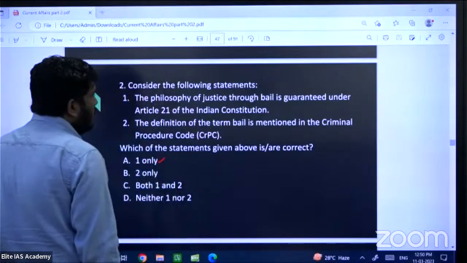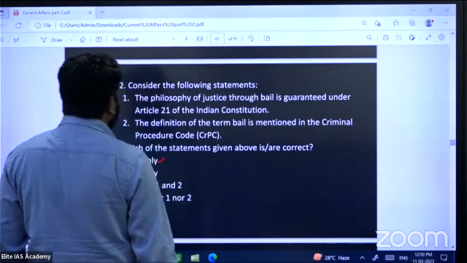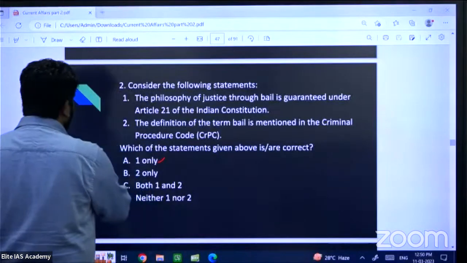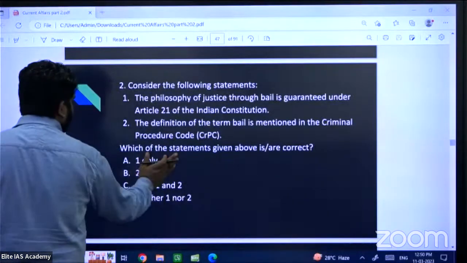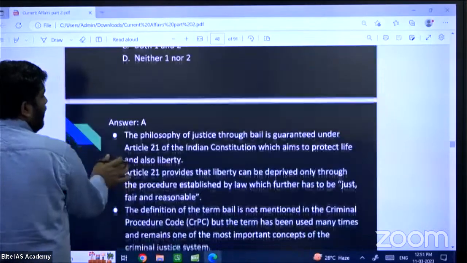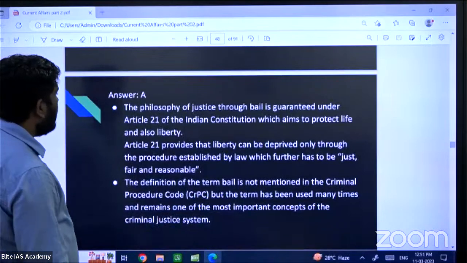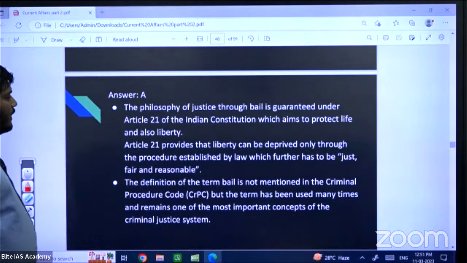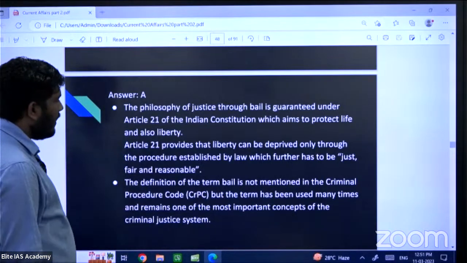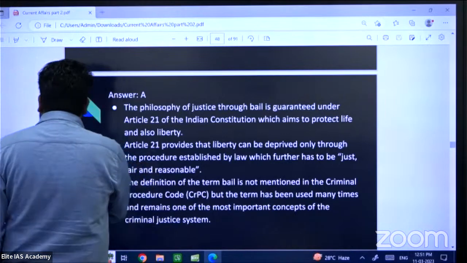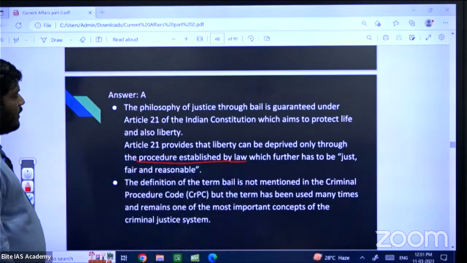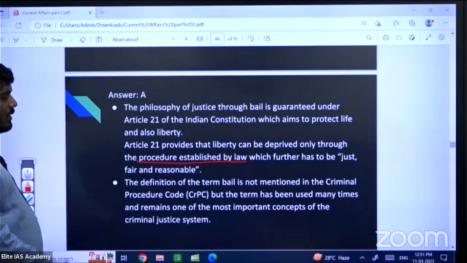Okay, the first is the right one. The philosophy of justice through bail is guaranteed under Article 21 of the Indian Constitution. I'll try to explain something in this. First of all, read the explanation. The philosophy of justice through bail is guaranteed under Article 21 of the Indian Constitution, which aims to protect life and also liberty, provided that liberty can be deprived only through the procedure established by law. Please note this term, procedure established by law. And the definition of the term bail is not mentioned in CrPC.